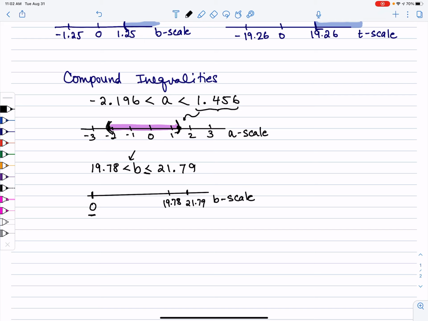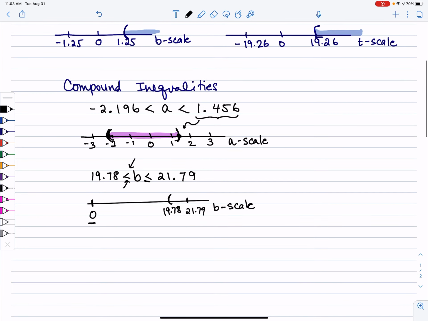So we have 19.78 is less than B. Because we have a less than symbol, we know it's going to be a parenthesis. B is less than or equal to 21.79. And because we have less than or equal to, then it's going to be a bracket.